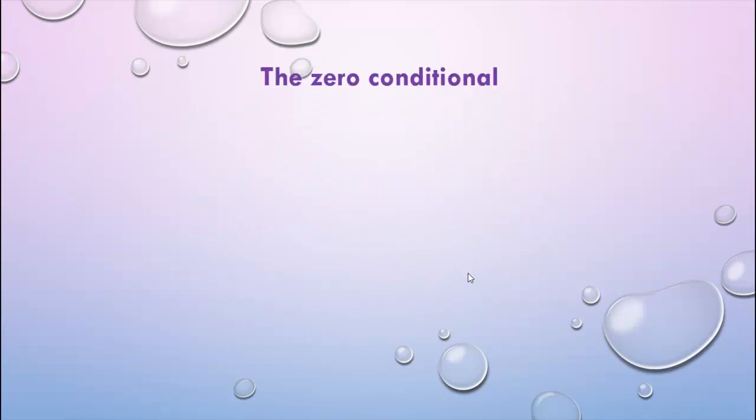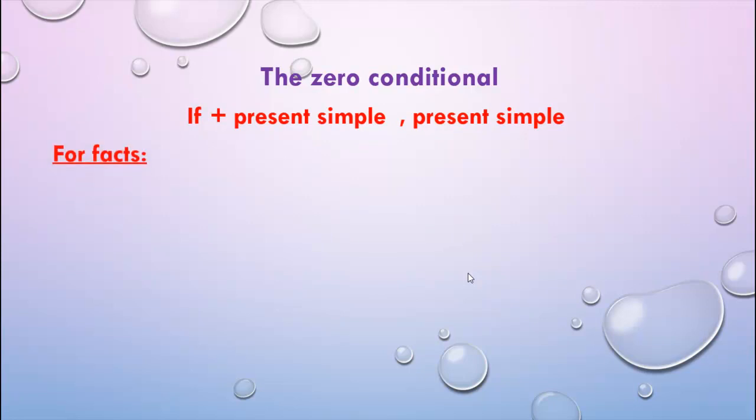Conditional sentences have 4 rules. The first one of them is called the zero conditional. What's the form of the zero conditional? Of course, we studied this before and we are going to revise it together quickly. The zero conditional consists of if plus present simple. The other sentence will also be present simple. And we use it to speak about facts, to express facts.